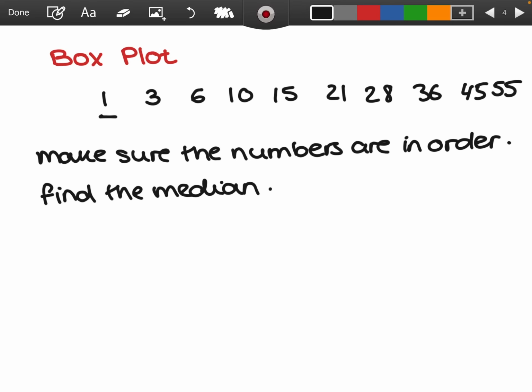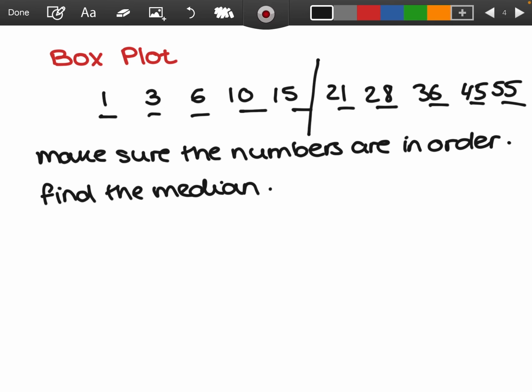Okay. If we look here, we have 1, 2, 3, 4, 5, 6, 7, 8, 9, 10. We have 10 data points. Okay. The problem is, in order to find the middle number, when you have an even number of data points, your middle number would fall somewhere between those two central data points. So here, our median is going to be between 15 and 21.